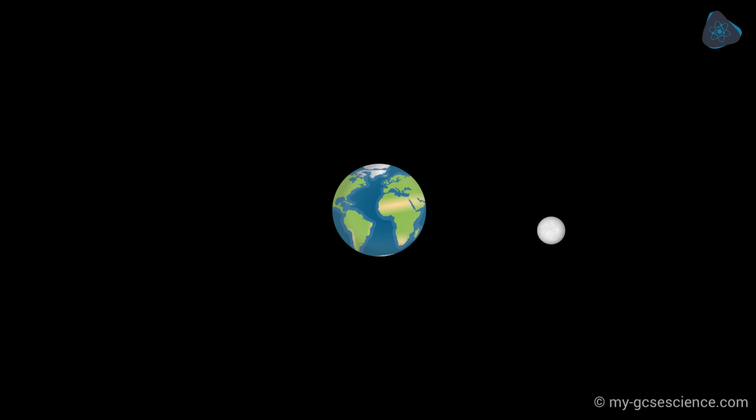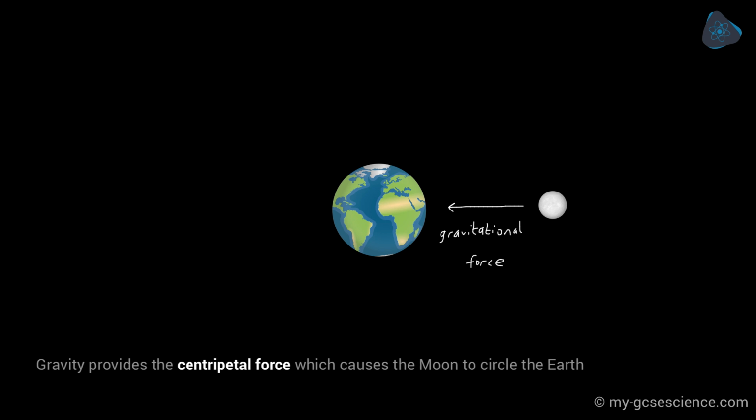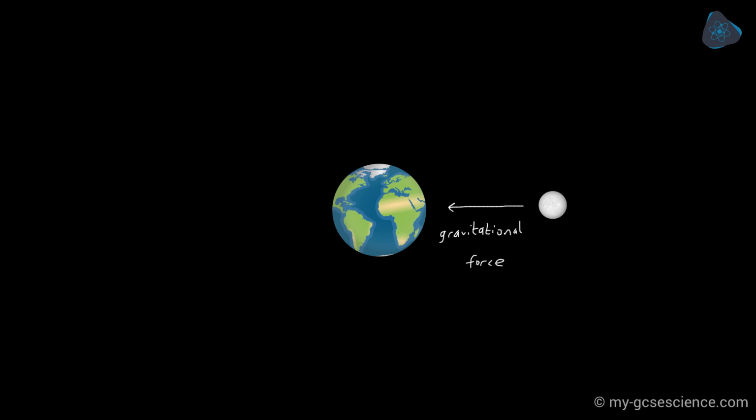Each of these orbital motions has one thing in common. They're all caused by gravity. The gravitational force which is exerted on the Moon by the Earth is what keeps it in orbit. Another way of saying this is that gravity provides the centripetal force which causes the Moon to circle the Earth. At all points in its motion, the direction of this gravitational force is perpendicular to the Moon's velocity vector.